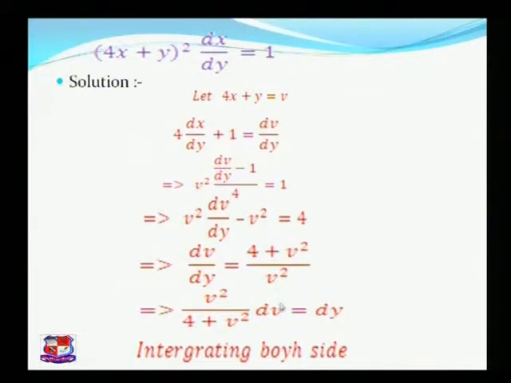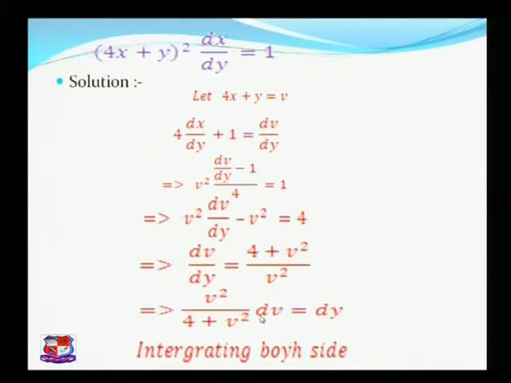And by simplifying this one, we will get v square upon (4 plus v square) into dv is equal to dy. So here now the variables are v and y. In the left hand side there are terms involving v, in the right hand side terms involving y. So variable is now separable in this equation. In the starting variables are not separable, but if we change the variable by 4x plus y is equal to v, then we will get v square upon (4 plus v square) into dv is equal to dy. In this equation the variables are separable.